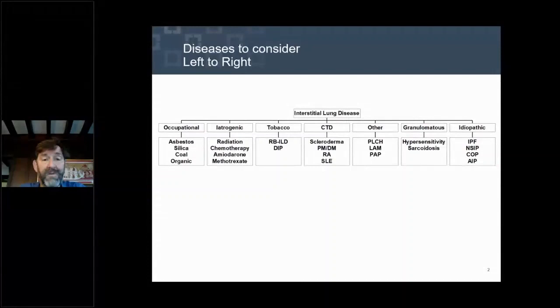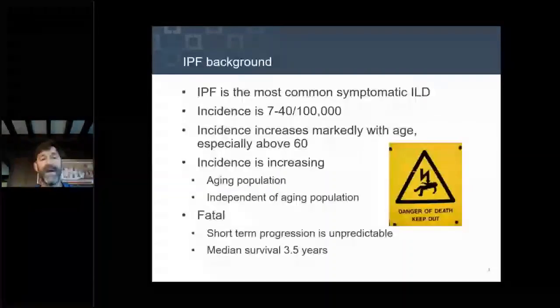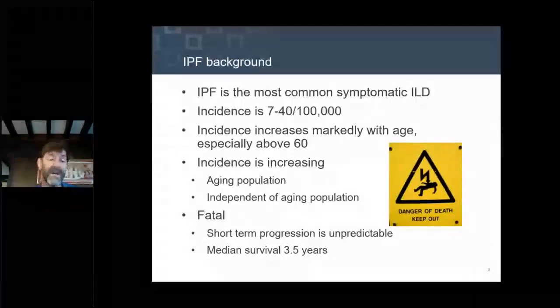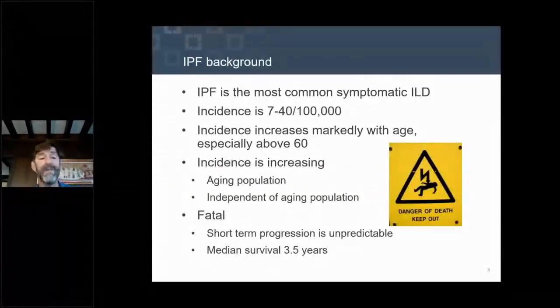But you will arrive at IPF most of the time, because IPF is the most common symptomatic interstitial lung disease. The most common interstitial lung disease is actually sarcoidosis, but fortunately, most of those patients are asymptomatic. Incidence varies from 7 to 40 per 100,000. It increases markedly after age 60. When you specialize in idiopathic pulmonary fibrosis, you always ask, why are all my patients so old?